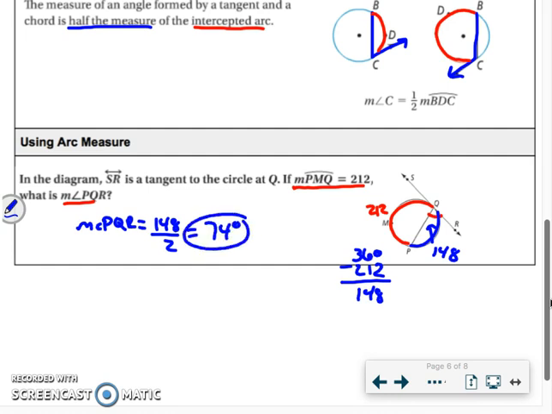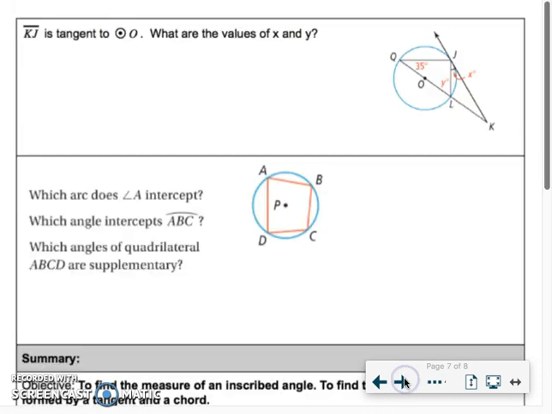Just to show you that these have more than one path to get to the answer, we could do the same thing right away. We could divide by 2 right away. So we could do the 212 divided by 2 and get 106, and then use the fact that we have a linear pair here at 180 minus that 106, giving us 74. So there's going to be a couple different paths to the answer each time. It's just about finding one that works.